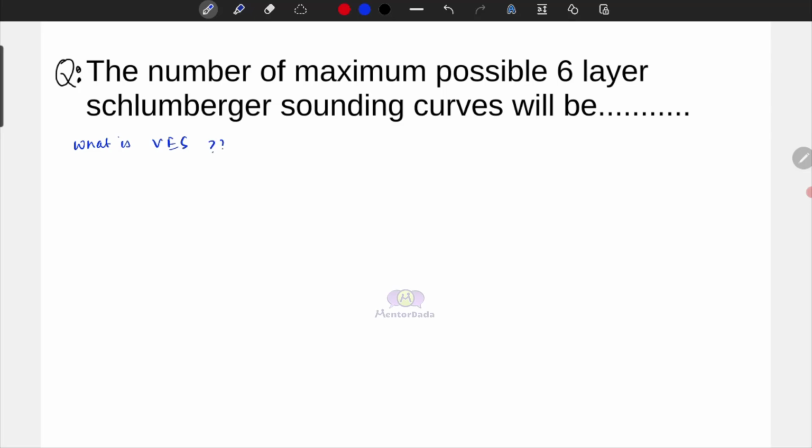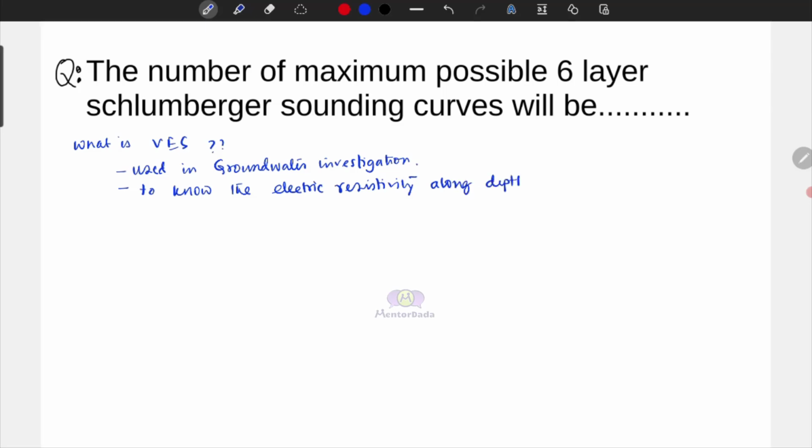Vertical electrical sounding is a method mainly used in groundwater investigation, and the purpose is to know the electrical resistivity along depth. Here we use the resistivity.